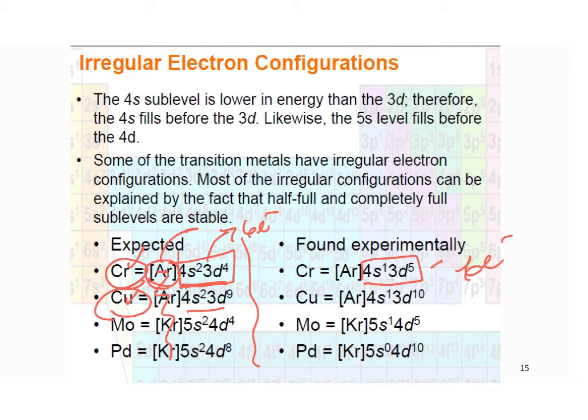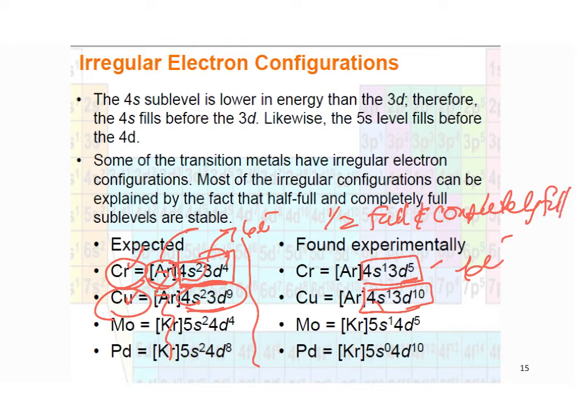But what happened here? As you can see, one of the s electrons moved up to the d sublevel. And that's what happens in copper too. So the rule here is that half-full and completely full sublevels are very stable.